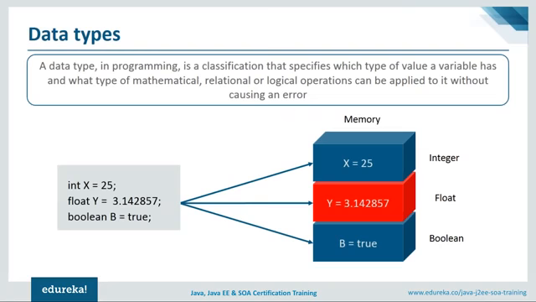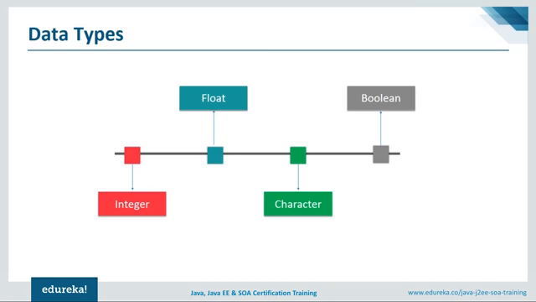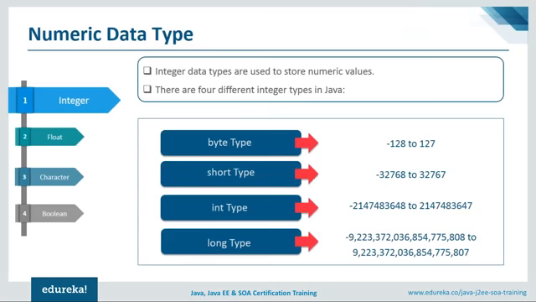So let's move forward and look at some of the most basic data types that are supported by Java. There are mainly four different types of data types present in Java. You have integer, float, character, and Boolean. Apart from this, there are user-defined data types which you'll be seeing in later sessions. So just make sure that you understand these four because we'll be going into them one by one.